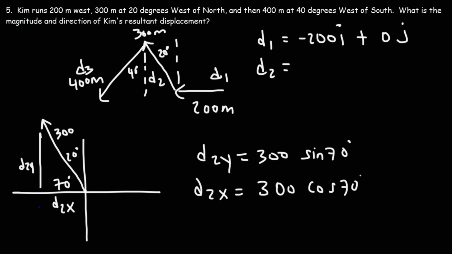d2x is going west, so it's going to be negative. d2y is going up or north, so it's positive. So we need to introduce a negative sign here. So this is going to be negative 102.6. 300 sine 70, that's going to be positive. Let me round this even better. This is 102.61. And this other one is going to be 281.91, just to get a more accurate answer.